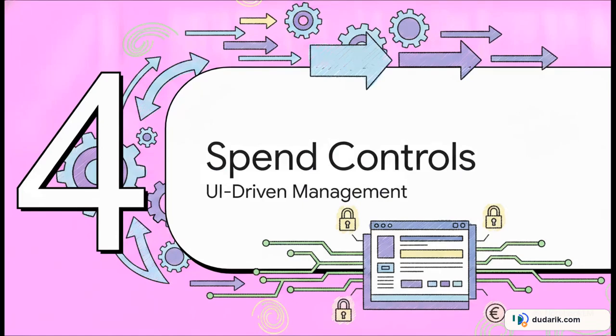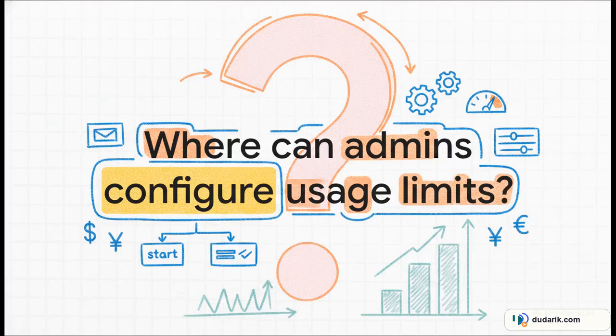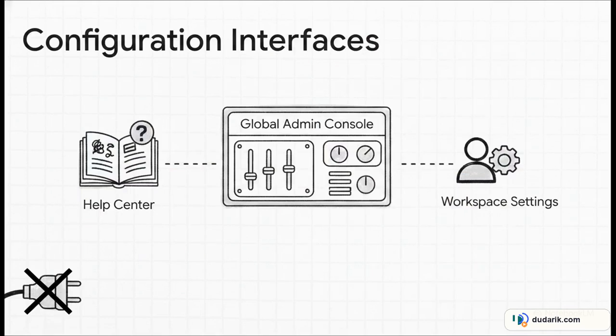Section 4. Configuring your spend controls through UI-driven management. It brings up a really critical question. Where exactly can administrators go right now to configure these new usage limits and spend boundaries? If you're an admin, where do you actually start clicking? Well, configuration happens through two primary interfaces. First, there's the global admin console itself that hosts the main analytics dashboard and your spend control settings. Second, you'll rely on the OpenAI Help Center documentation to understand how to define those thresholds, set up your notification triggers, and adjust the workspace level caps.